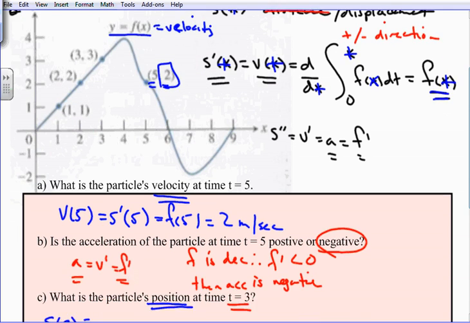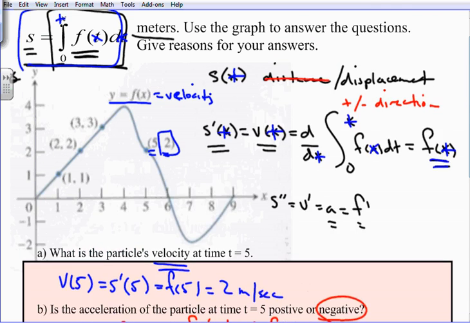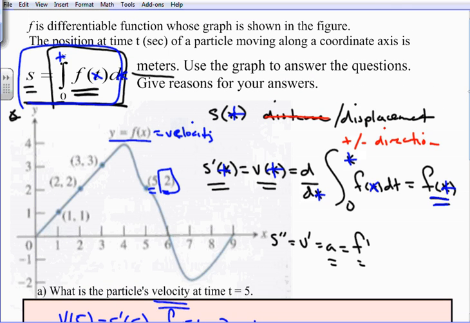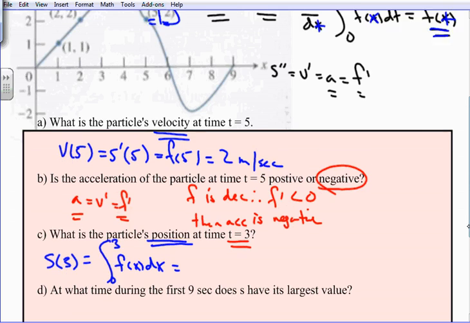So we're going to take the integral from 0 to 3 of f of t, or f of x dx, and that is going to give us s of 3. If we integrate from 0 to 0, our initial position, it doesn't say it is anywhere, so we're going to assume that the initial position is 0, so it starts at 0. So in order to figure this out, all we're going to do is find the integral from 0 to 3.